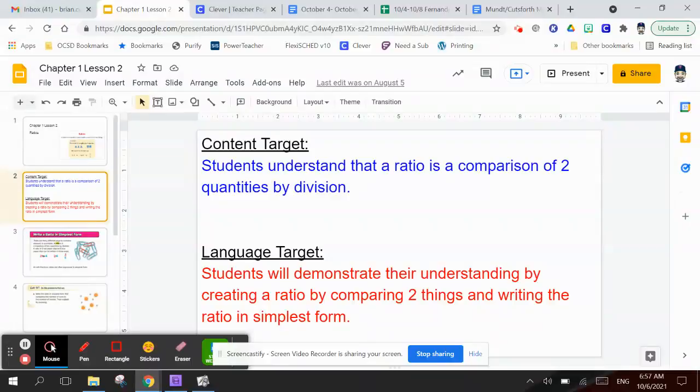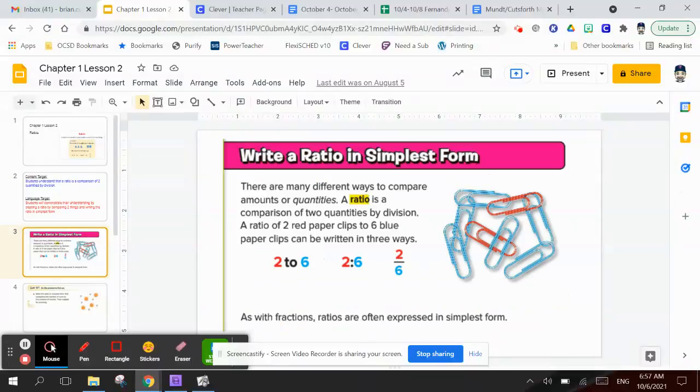ratio in simplest form. So when we talk about writing a ratio in simplest form, there are many different ways to compare amounts or quantities. A ratio is a comparison of two quantities by division. A ratio of 2 red paper clips to 6 blue paper clips can be written in 3 ways.